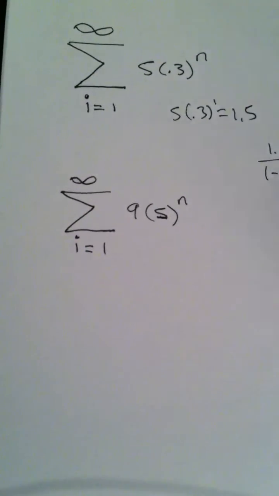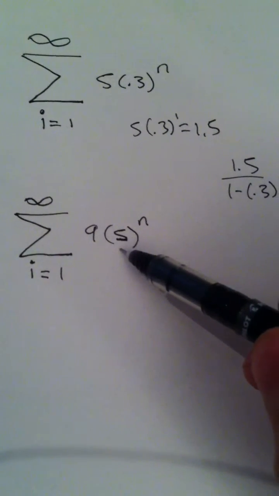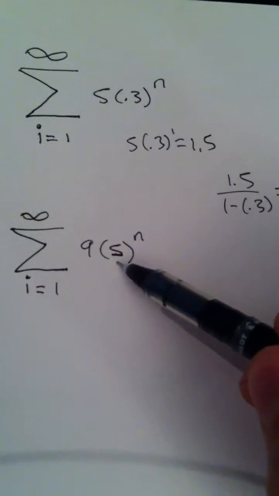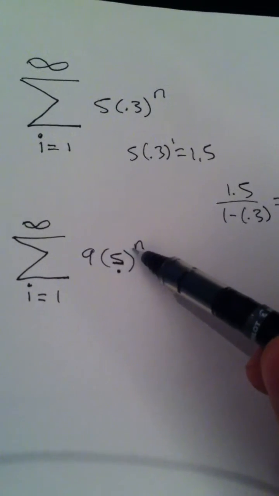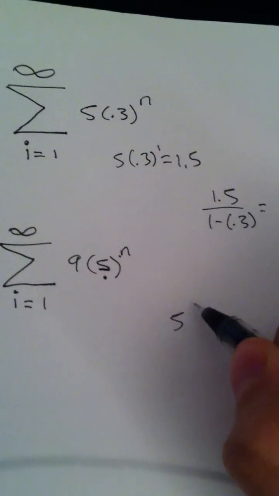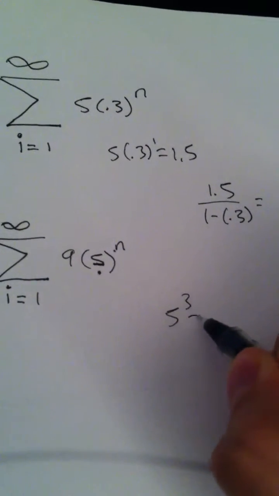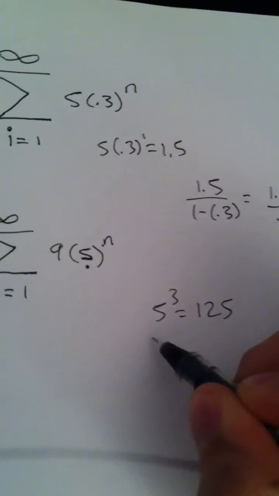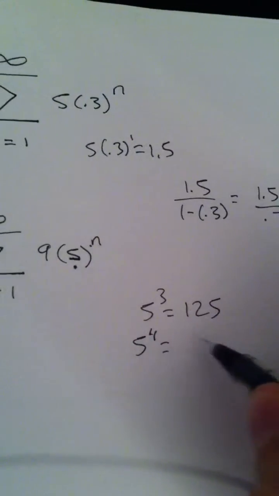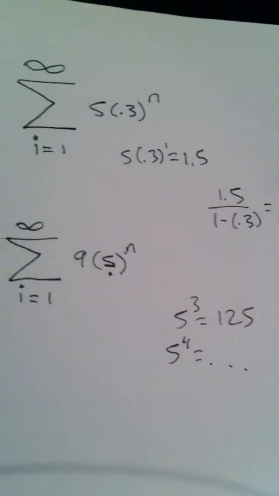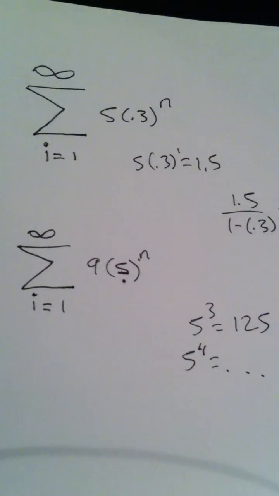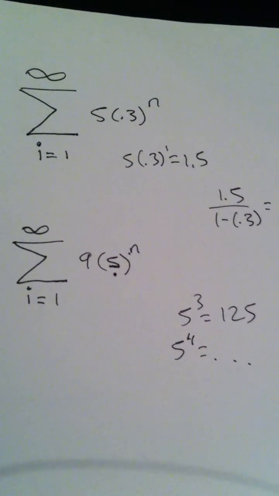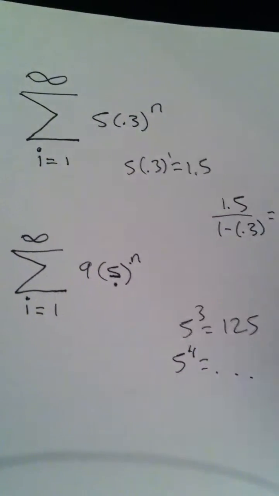Here we have an infinite sum of a series in which r is greater than 1. I'm not going to actually go through and solve this, because we know that as n gets larger, say 5 to the third, it's 125, and 5 to the fourth just keeps getting bigger. So as n gets larger, the sum of the series approaches infinity. Therefore, we don't really need to solve, and it's a divergent function.